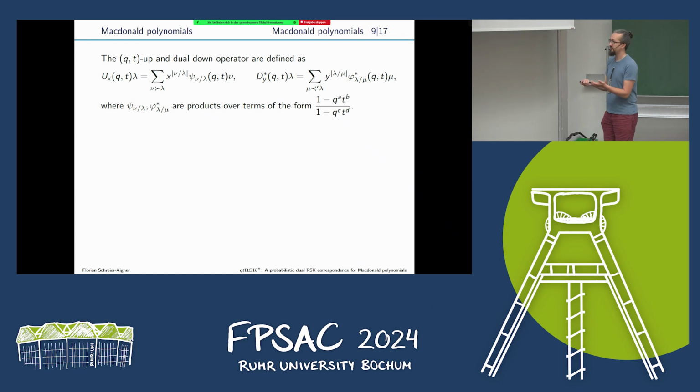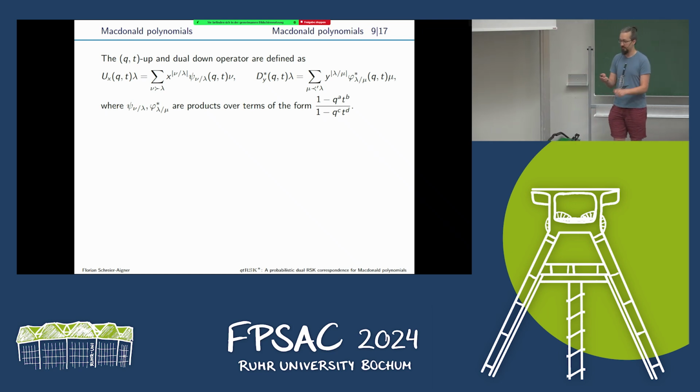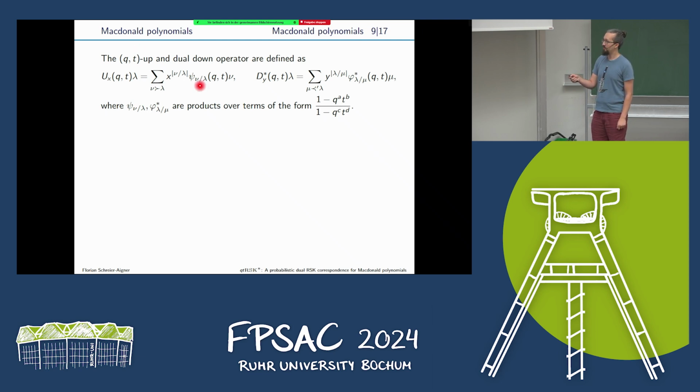So now what is changing if we go to the Macdonald setting? First of all, we have up and down operators as well, now with some q and t parameters. They show up in these functions psi and phi star. I'm not going to define these; in a sense, they were defined in the lecture on Monday. But the important thing is they don't look too bad. They're products of terms of the form 1 minus q to the something, t to the something, divided by 1 minus q to the something, t to the something. And these somethings are basically hook and leg lengths of certain cells.